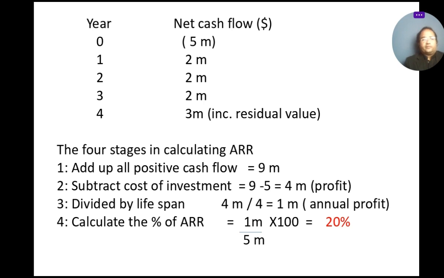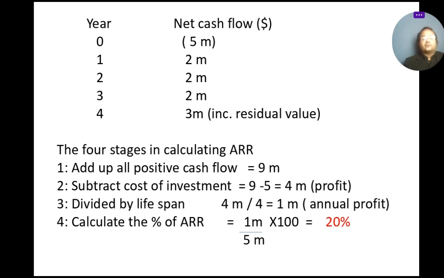You sell your project. The fourth stage in calculating ARR is to add all positive cash flow: 2 plus 2 plus 3, year 1 to year 4. The total cash inflow is 9 million. The next step is to take the positive cash flow of 9 million minus the cash outflow of 5 million, which equals 4 million. So you get 4 million profit.